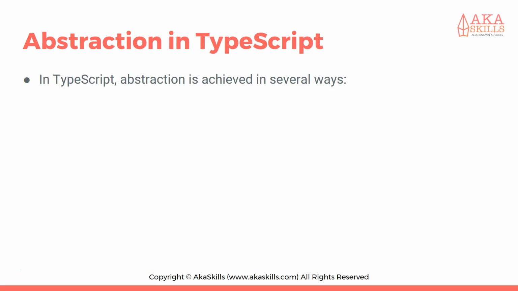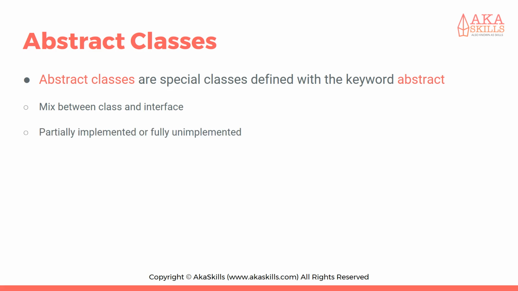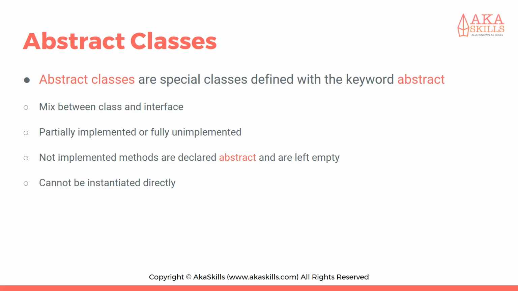So in TypeScript, abstraction is achieved in several ways: abstract classes, interfaces, inheritance. So only with these three things. Abstract classes are special classes that are defined with the keyword abstract. So this is a mix between class and interface, partially implemented or fully unimplemented. Not implemented methods are declared abstract and are left empty, and the class cannot be instantiated directly.